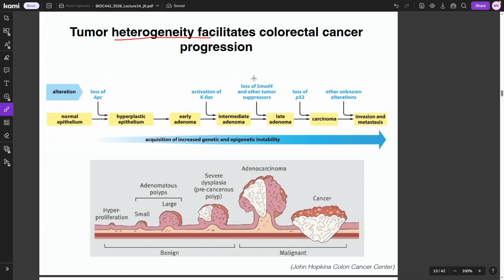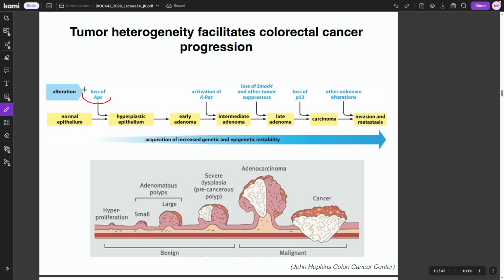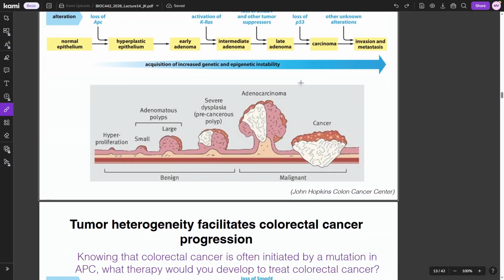So you can see here is a series of things that causes this. There's a loss of APC first, then an activation of KRAS, then a loss of SMAD4 and other tumor suppressors, loss of P53 and other unknown things. So you can see this is like a fourfold causation of cancer. This is already bad enough to cause cancer, but then we add on these things over and over again, and we really are getting into the case of this being a very complex cancer to solve.